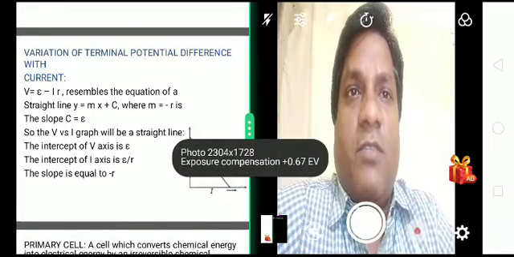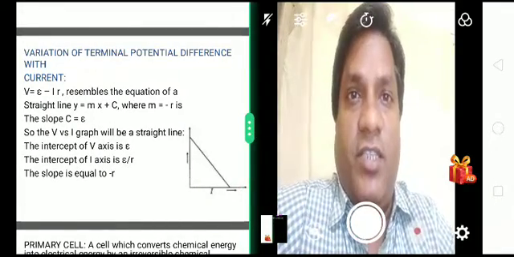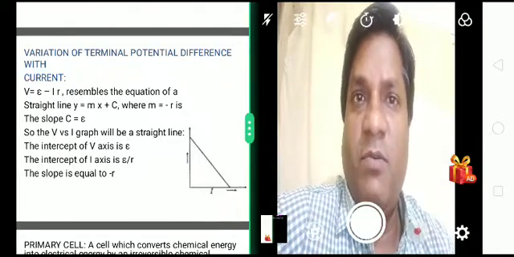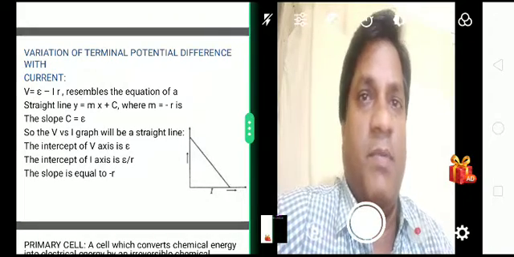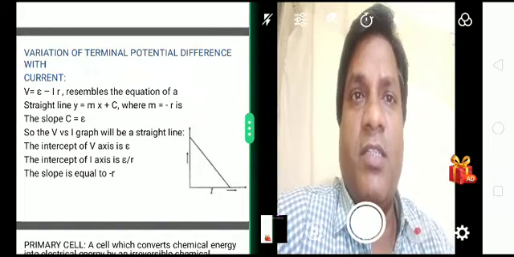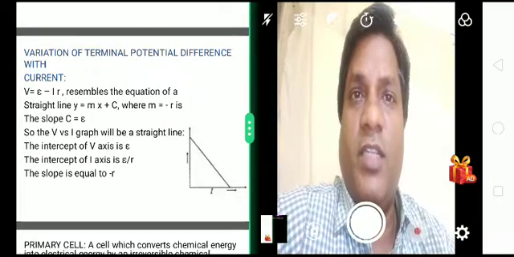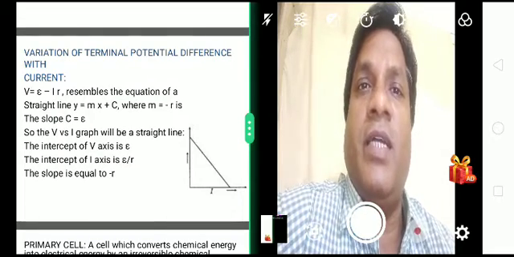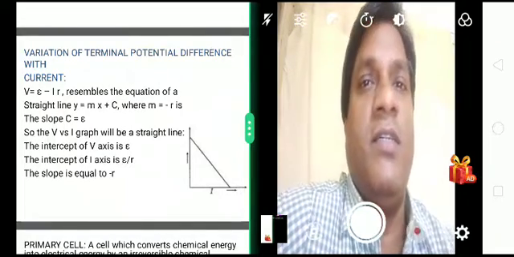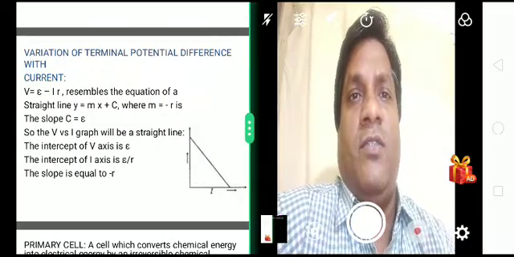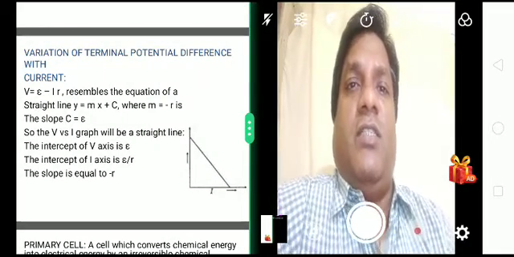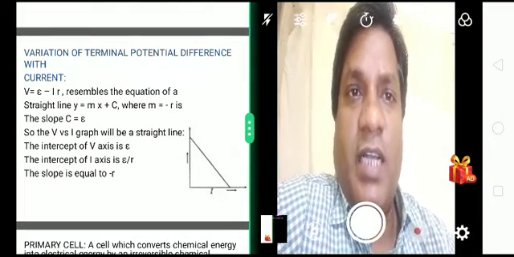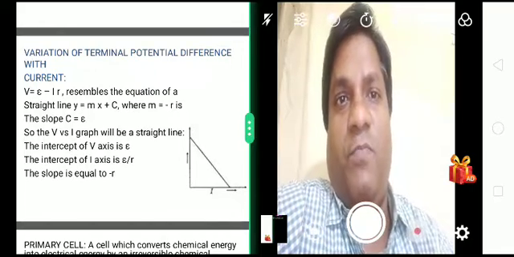Now, how does this terminal potential difference change with the amount of current drawn from the cell? Consider the equation V equals E minus IR from the previous page. It resembles the equation of a straight line, that is y equals mx plus c, where m is the slope and in this case it's equal to minus r, and c is the constant that is equal to E. So the V versus I graph will be a straight line with a negative slope.